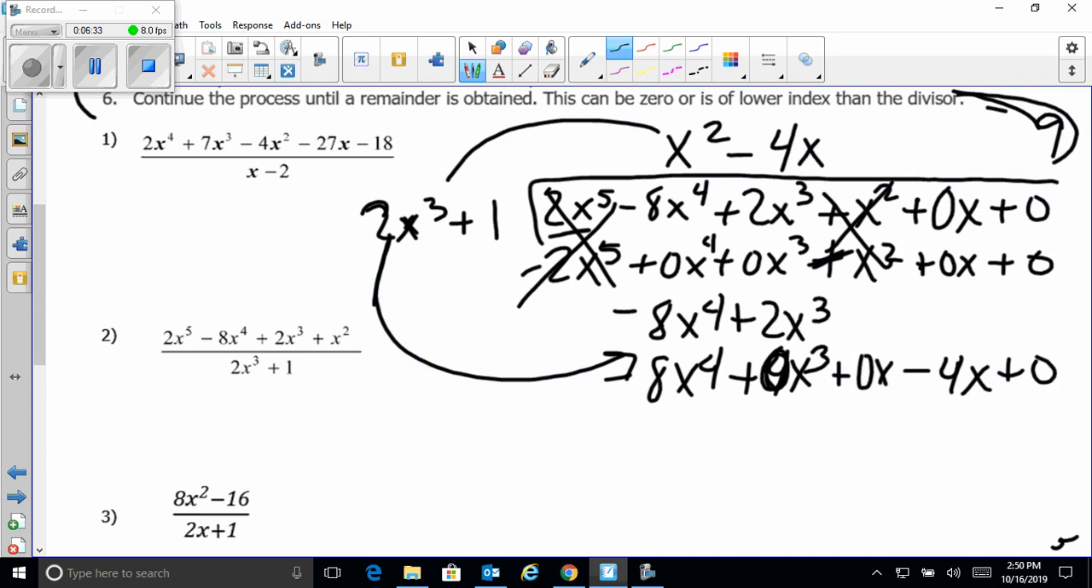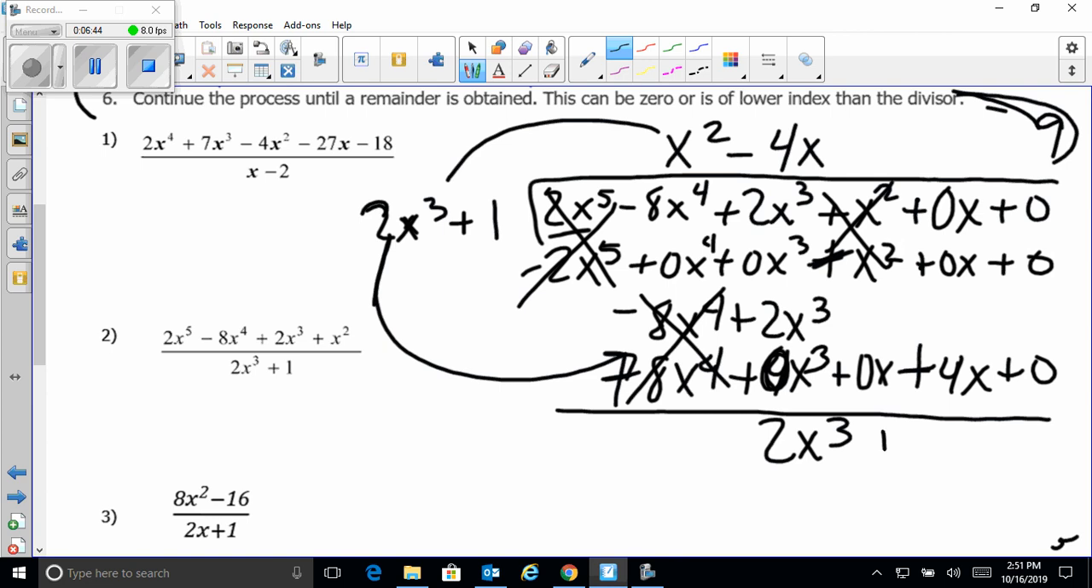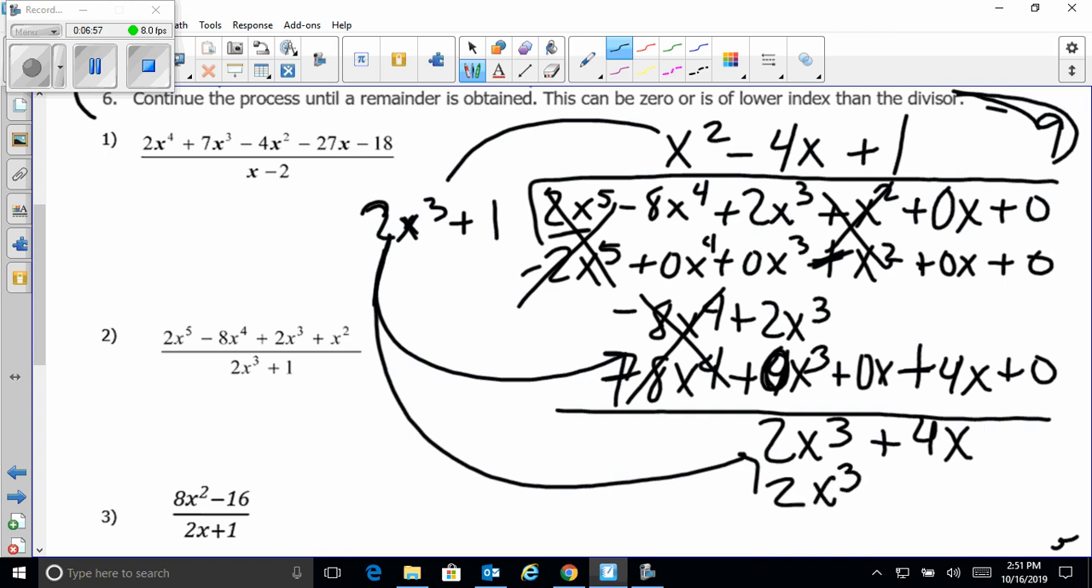So I'm going to subtract this, which means I'm plussing that one as well. I'm going to do that. This goes away. 2x to the third comes down. And then plus 4x. Now, how many times does that go into that? Well, one time. Plus 1. So that is 2x to the third plus 0 x's plus 1.